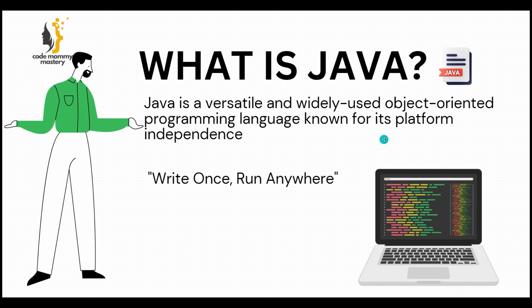Java is a versatile and widely used object-oriented programming language known for its platform independence, thanks to the write once, run anywhere principle. Java emphasizes readability and simplicity.